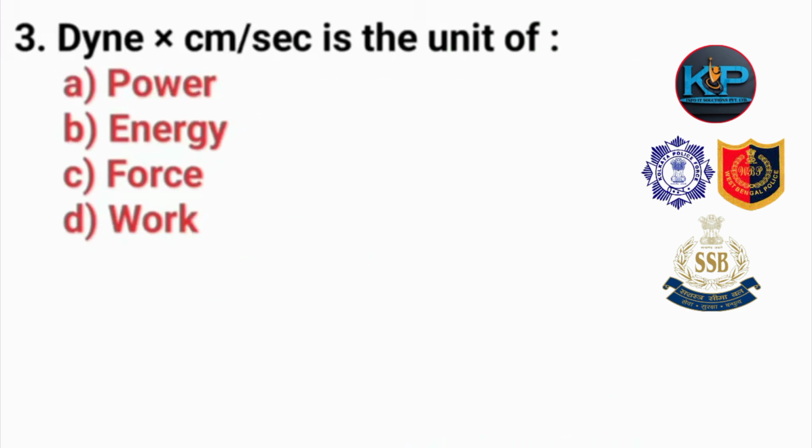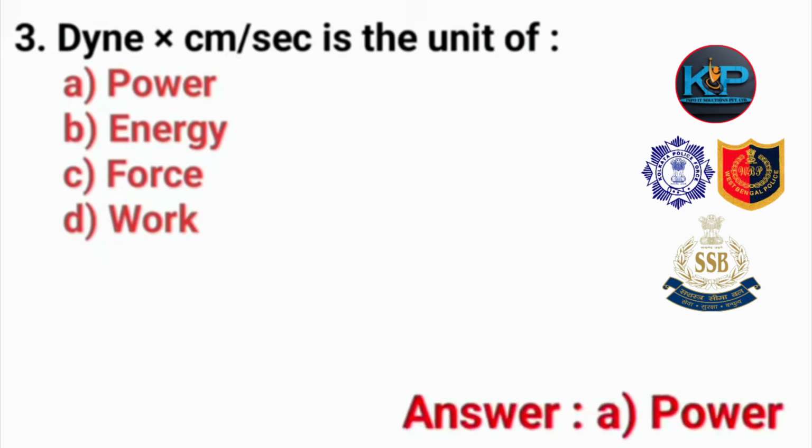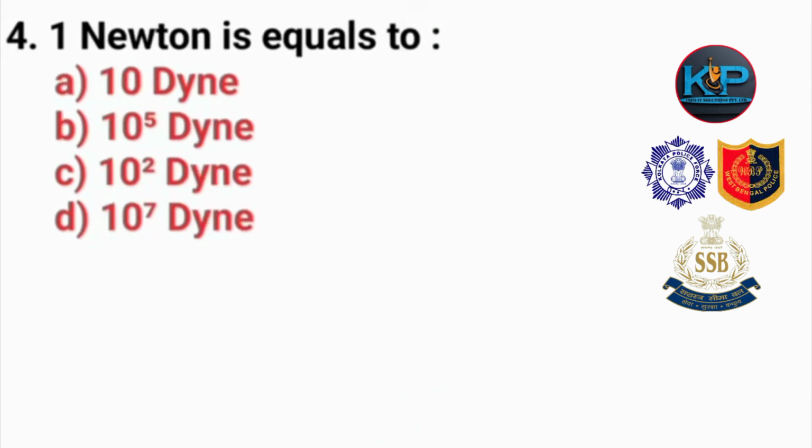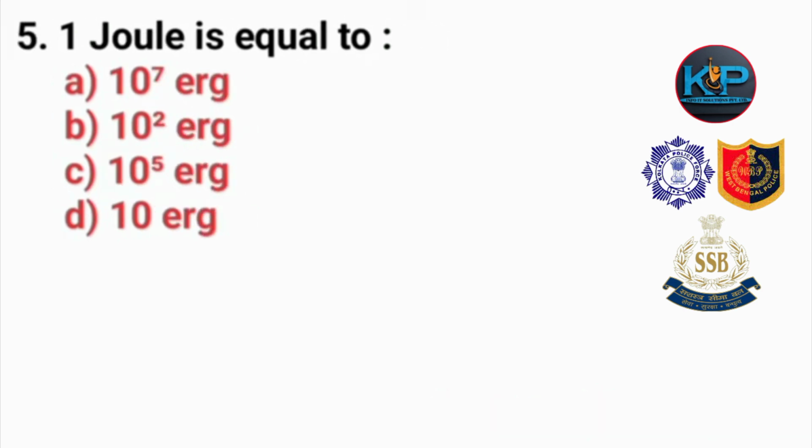Question number 3. Dynes into cm per second is the unit of? Answer. Option A. Power. Question number 4. 1 Newton is equal to? Answer. Option B. 10 to the power 5 dyne. Question number 5. 1 joule is equal to? Answer. Option A. 10 to the power 7 erg.